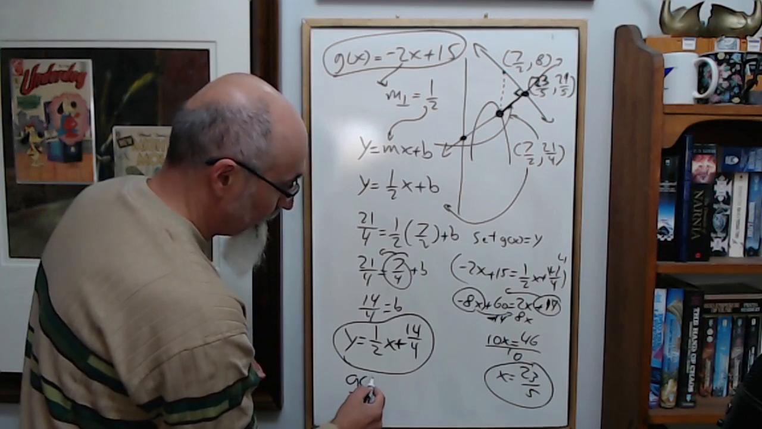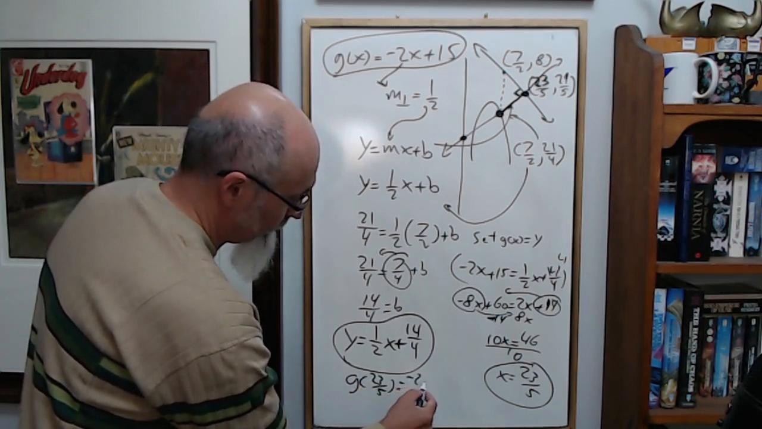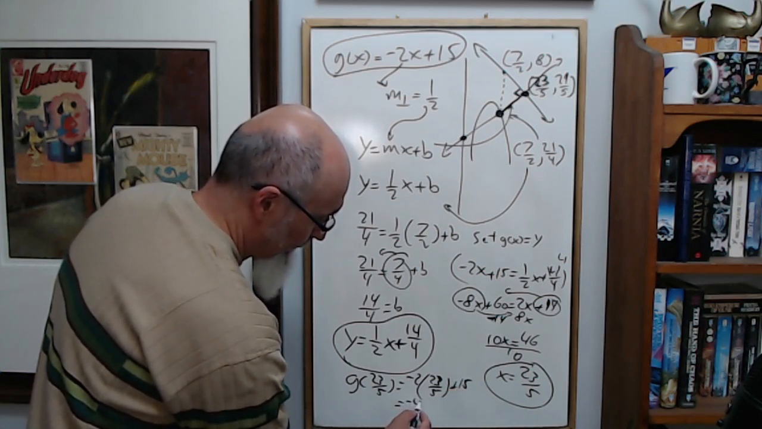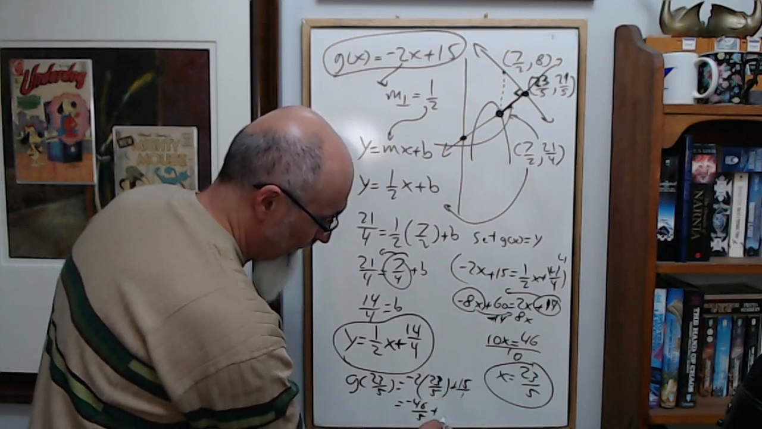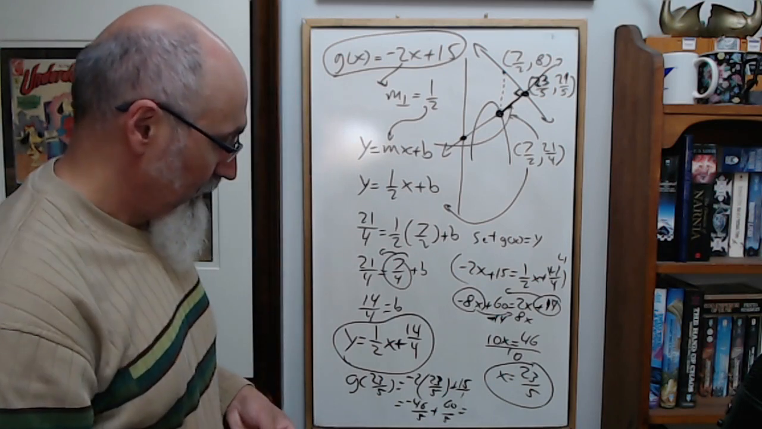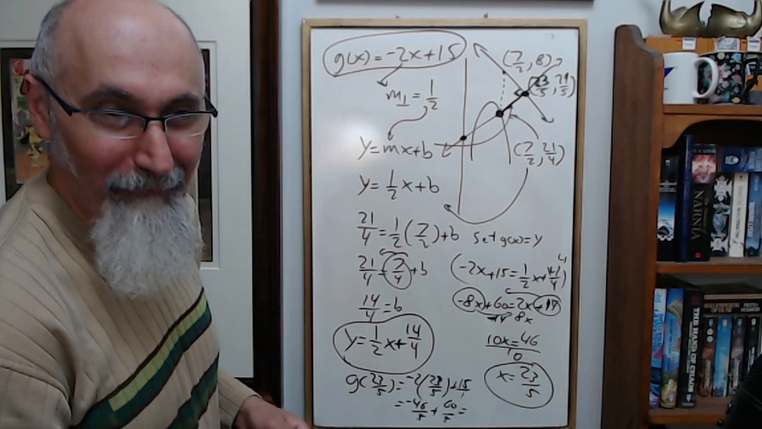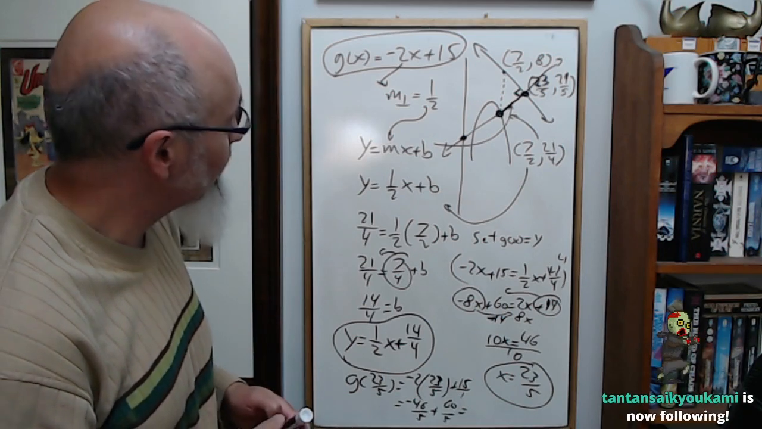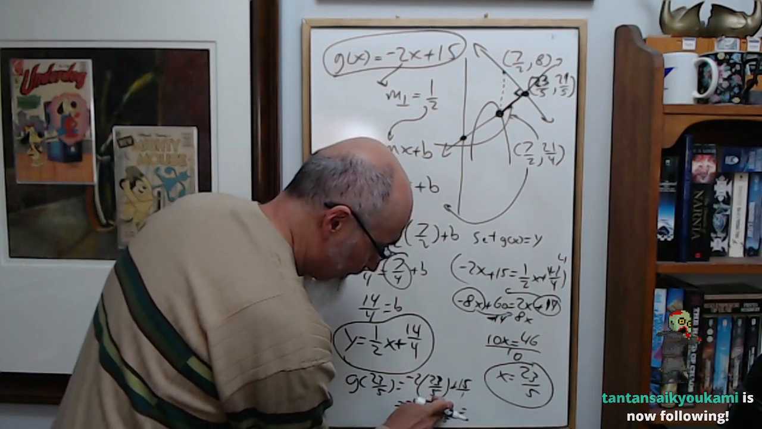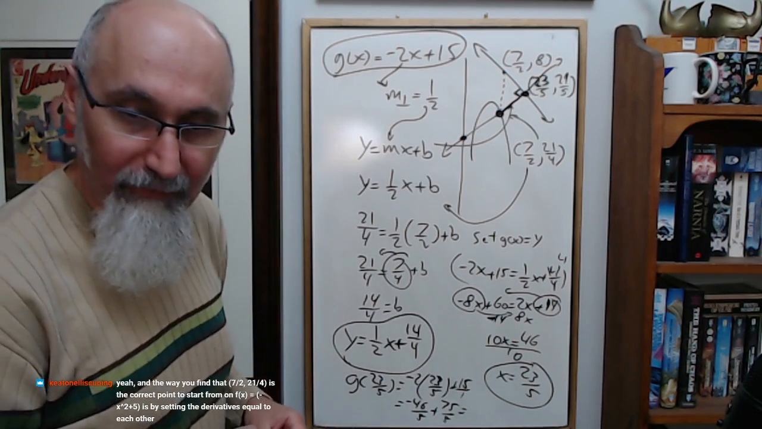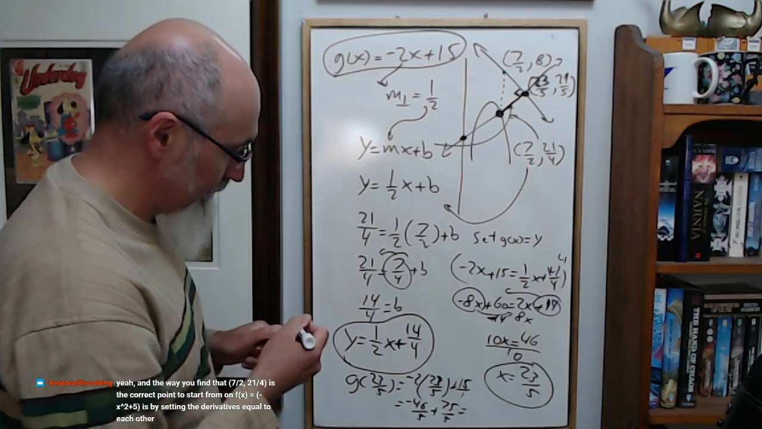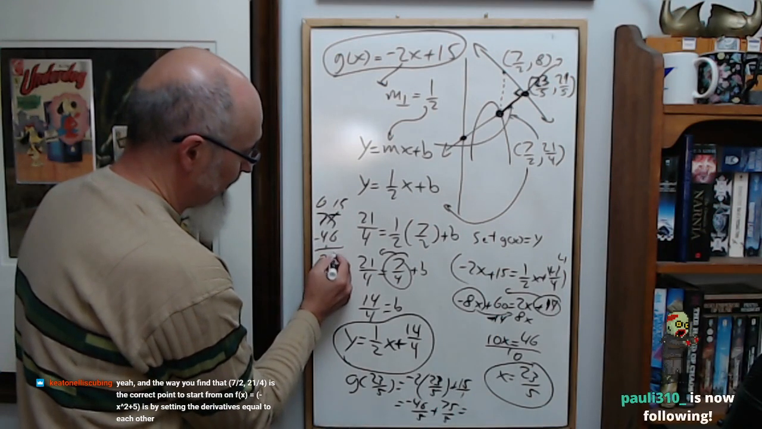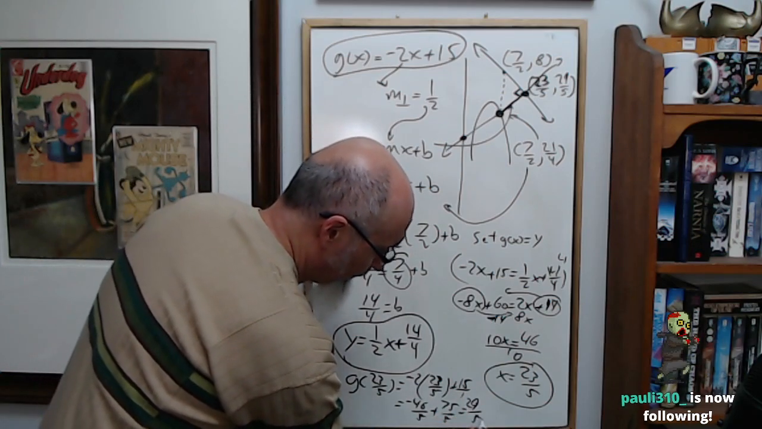So let's find g of 23 over 5, which is going to be negative 2 times 23 over 5 plus 15, which is negative 46 over 5 plus 15. Common denominator is 5, so that's 60... 14. Oh, we didn't get 29. Did I have a brain fart? 15. Oh, it's 5, not 4. So this is 75. Okay, so that should be 29. 75 minus 46 is 29. So it's going to be 29 over 5, which is the y point.